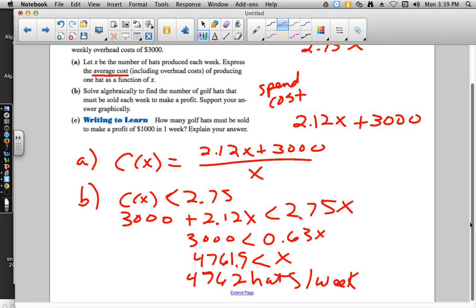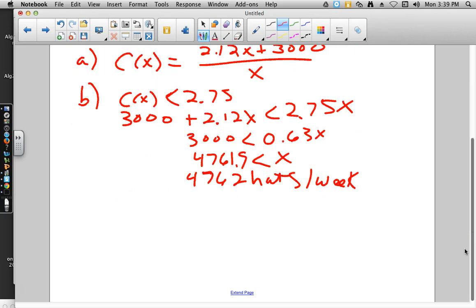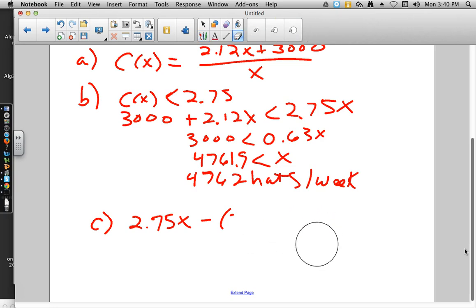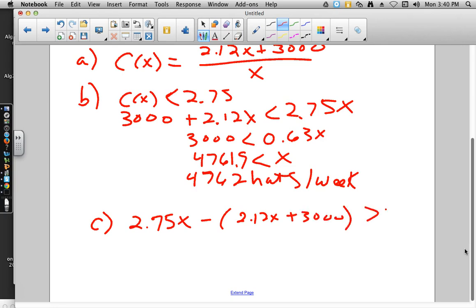So it's all about basically how you make money versus how you are spending your money. And then for C, it says how many golf hats must be sold to make a profit of $1,000 in week 1, and explain your answer. All right, so here's what we know. They're making $2.75 per hat, but we have to subtract those costs. Actually, I'll just keep this as I had it up there before as 2.12x plus 3,000, and we need that to be more than $1,000 per week.